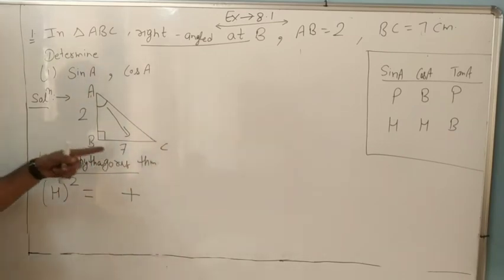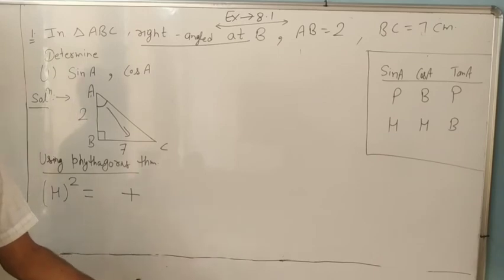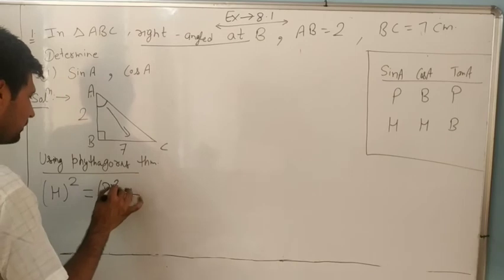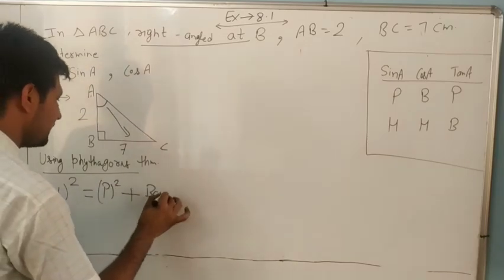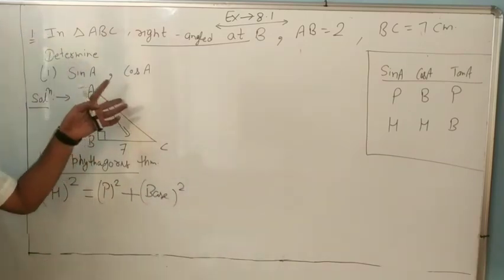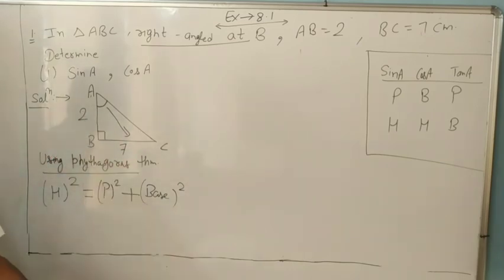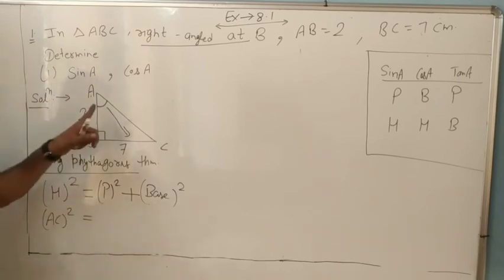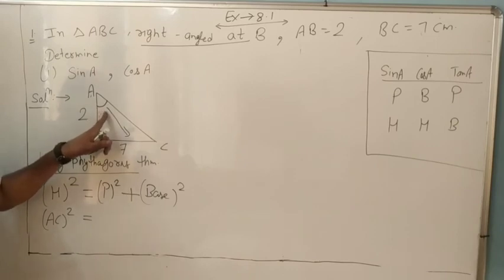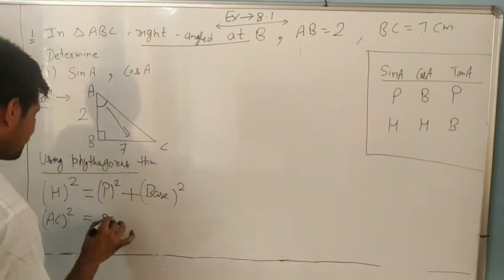The other two sides mean one perpendicular and one base. Perpendicular plus base square. Yes, one hypotenuse, one perpendicular and one base. So the hypotenuse we want to find is AC square. Perpendicular, what angle? Angle A. So what is BC square?